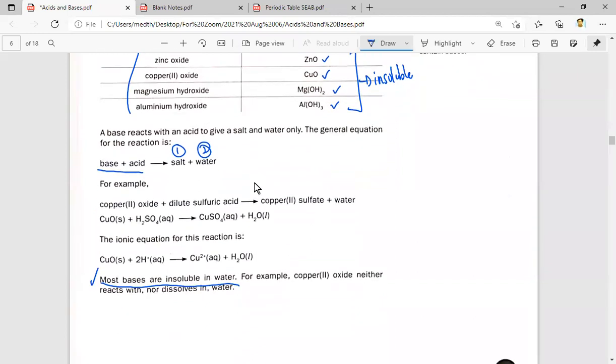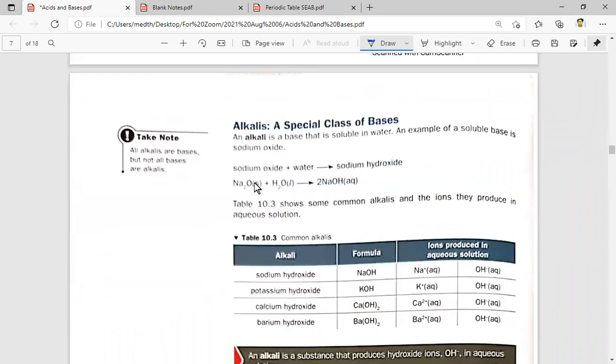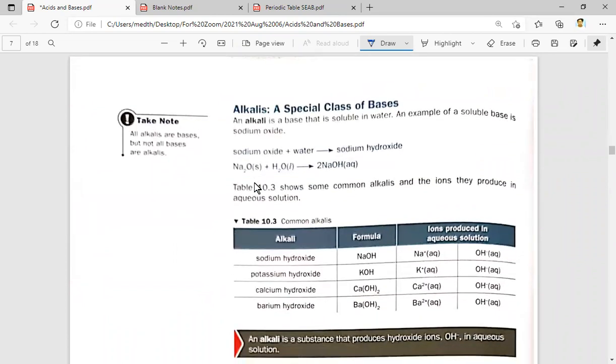So the question is, most bases are insoluble, then are the soluble ones special? Sort of, I would say. In this next part, we're going to elaborate more on those bases that are soluble in water. Bases that are soluble in water, we give them a special name called alkalis. Alkali is a name that you are definitely more familiar with. An example of a soluble base is sodium oxide. When you put sodium oxide in water, you get sodium hydroxide. So this is one of the alkalis that you commonly use in the syllabus.